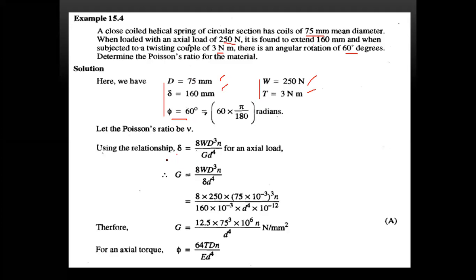So now using this relationship, the deflection is equal to 8 into W into D cubed into n divided by G into d to the power of 4. Therefore, we need G, so if you take G out, there is a formula. Now applying all these values in the formula, keep on solving. Finally, you are getting this one.